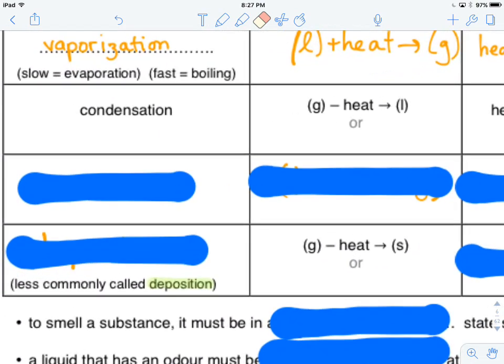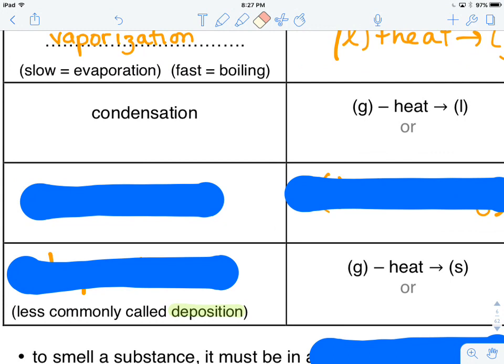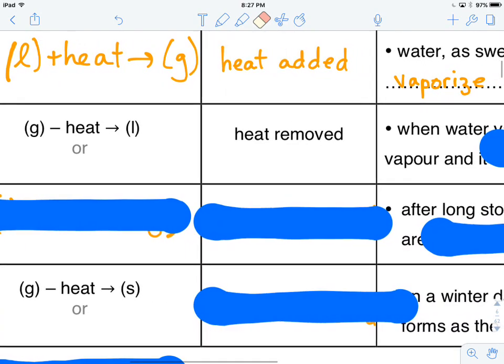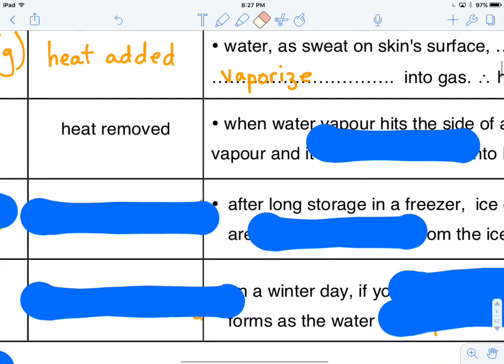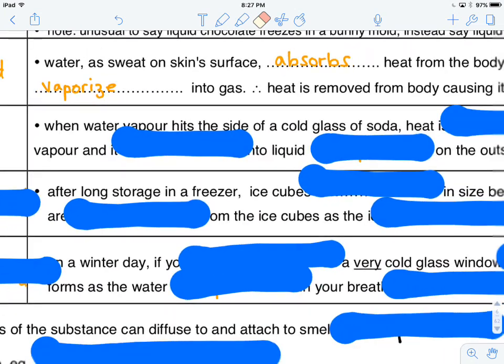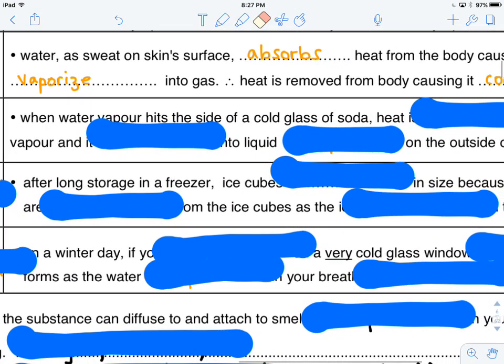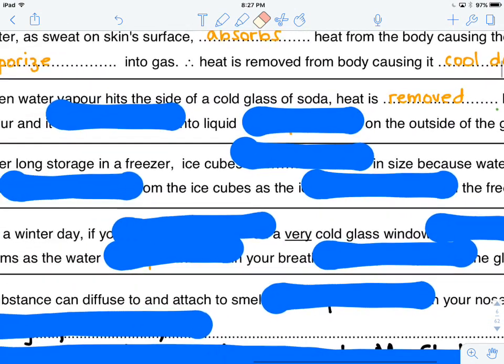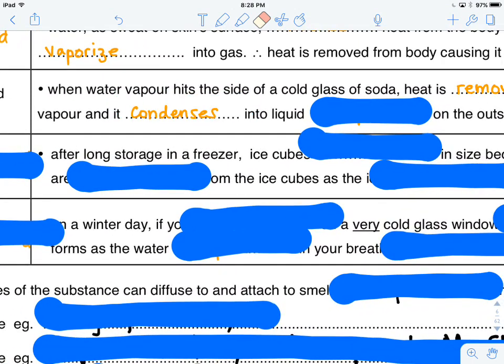We'll talk about condensation next. Condensation is the opposite of vaporization, so these two are linked. Condensation is where we have a gas and we remove heat and we end up with a liquid. So heat is removed in this process. And an example that we've chosen for this one, when water vapor hits the side of a cold glass of soda, heat is removed by the vapor and it condenses into liquid.